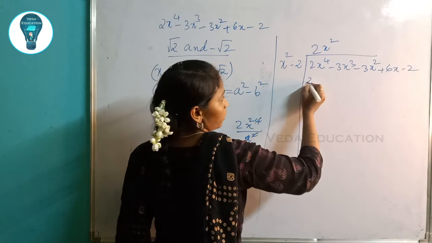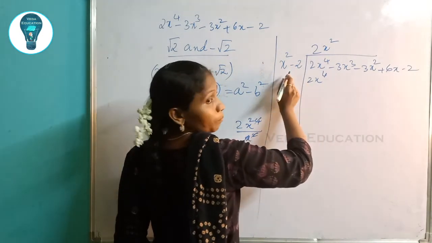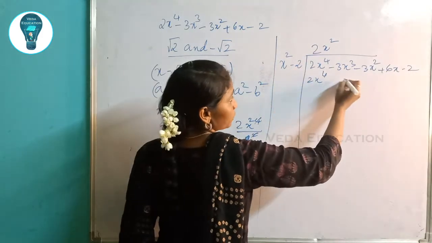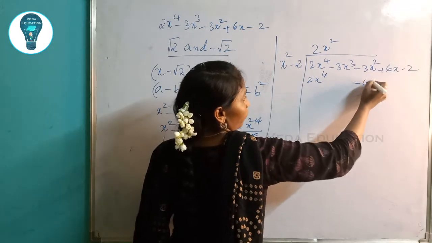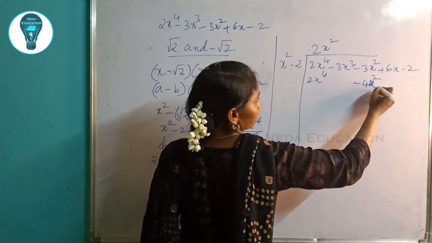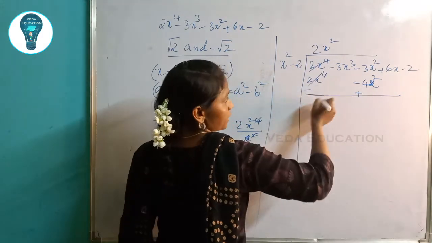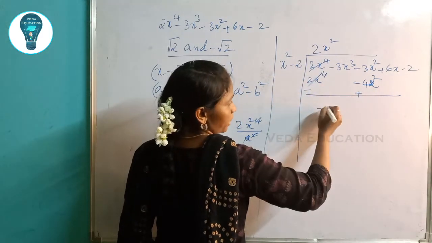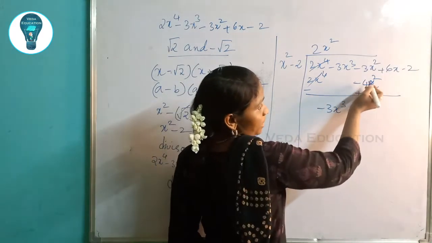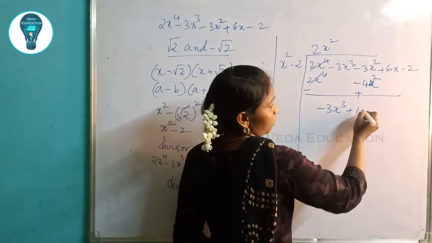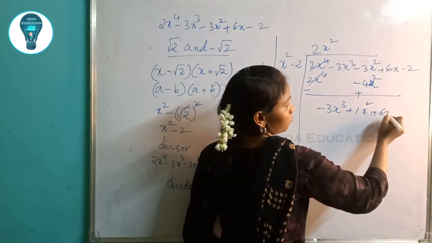2 into x square, 2x to the power of 4. And minus into plus, you will get minus, and 2 2s are 4 x square. So here we have the x square term, minus 4x square. Draw the line and change the sign. These two will cancel, and here no term is there. So minus 3x cube, carry it down. And here plus 4 minus 3, so it becomes plus 1 x square after subtracting. Next, write down the remaining two terms.